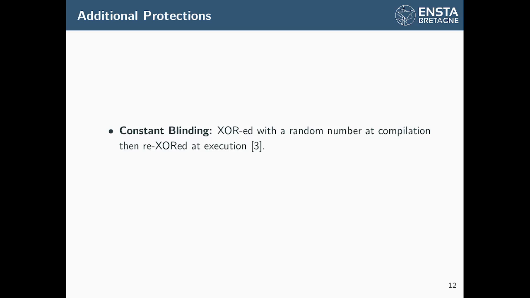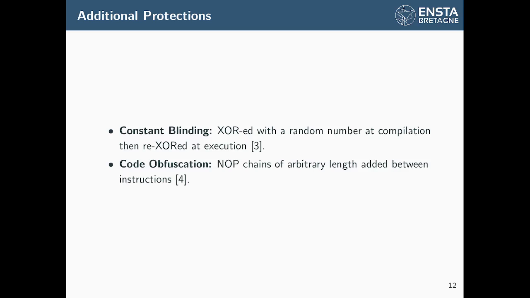There are some ways, so you can blind the constants by XORing them at compilation with a random number, then re-XORing them at execution. So you would get the constant back, but the attacker won't see it in memory. You can obfuscate your code by adding some nop instructions in between your actual instructions, so the shift would be harder to make.